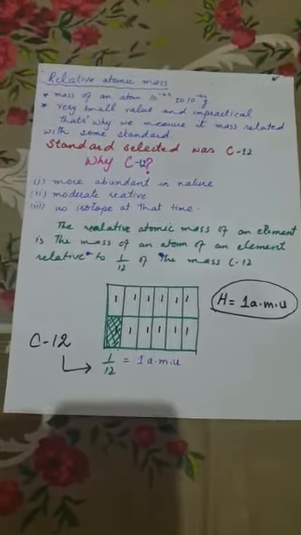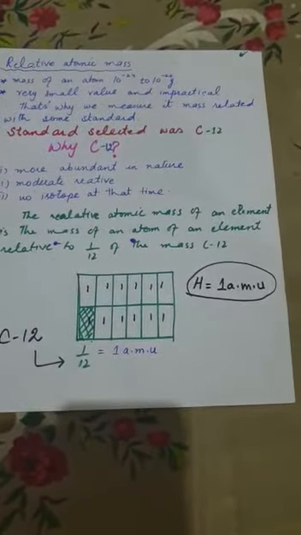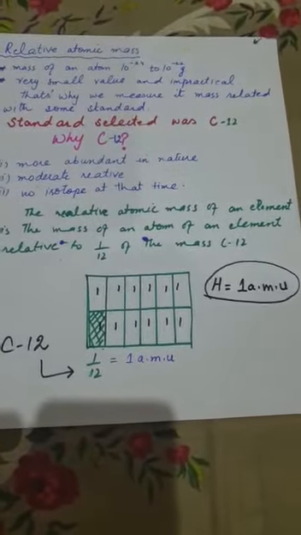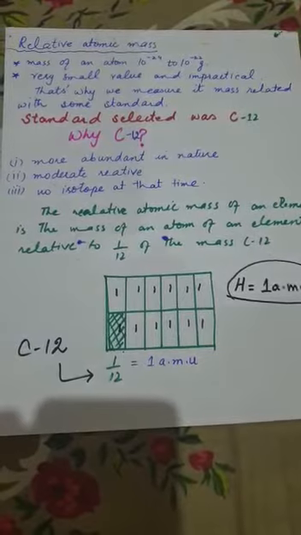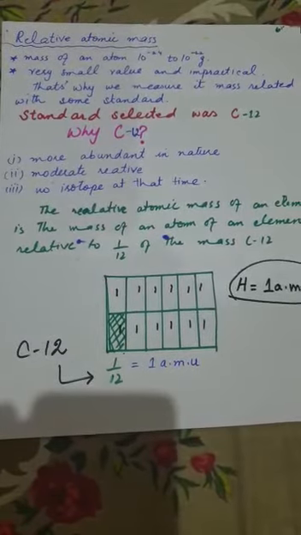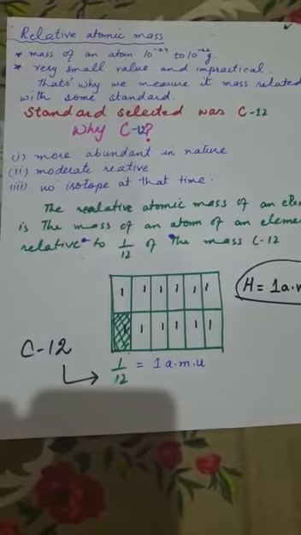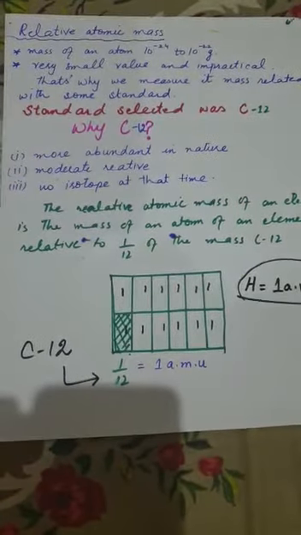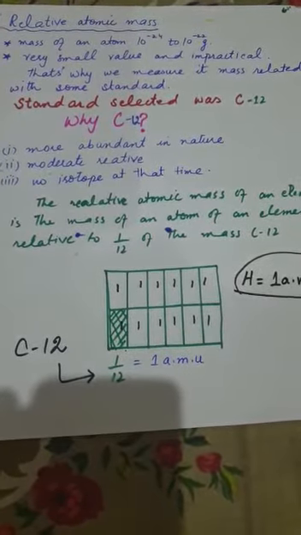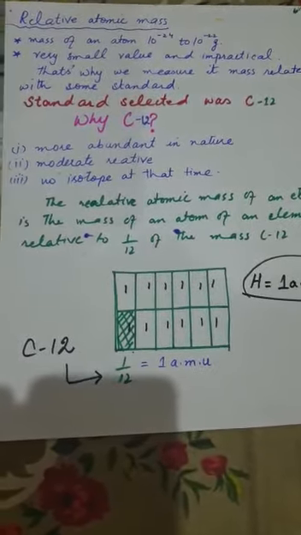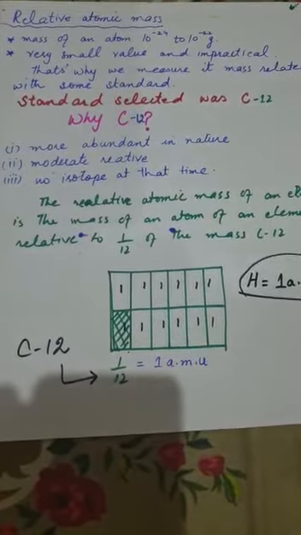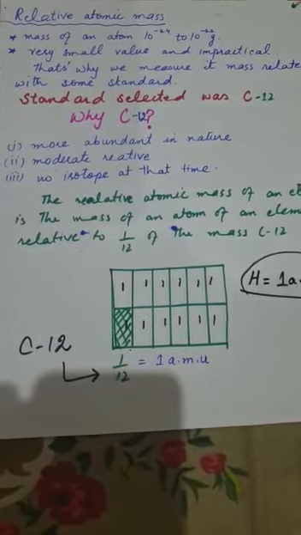So the relative atomic mass is actually the comparison of the atomic masses of different atoms with a standard, and the scientists selected carbon 12 as the standard. Why did scientists select carbon 12 as a standard? Because carbon is the most abundant element present in nature. The second reason for choosing carbon as a standard is its moderate reactive nature. It's not very reactive, not an inert element, so the reaction of carbon is very moderate.